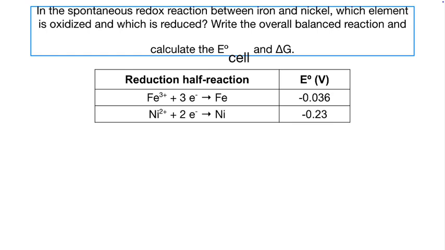In the spontaneous reaction between iron and nickel, which element is oxidized and which is reduced? Write the overall balanced reaction and calculate cell potential and delta G. You don't need to have speed necessarily, but speed can help. If we're looking at this reaction, it says spontaneous. Because it says spontaneous, what do you know the cell potential is? It must be positive. And it does ask for delta G. What does delta G need to be?